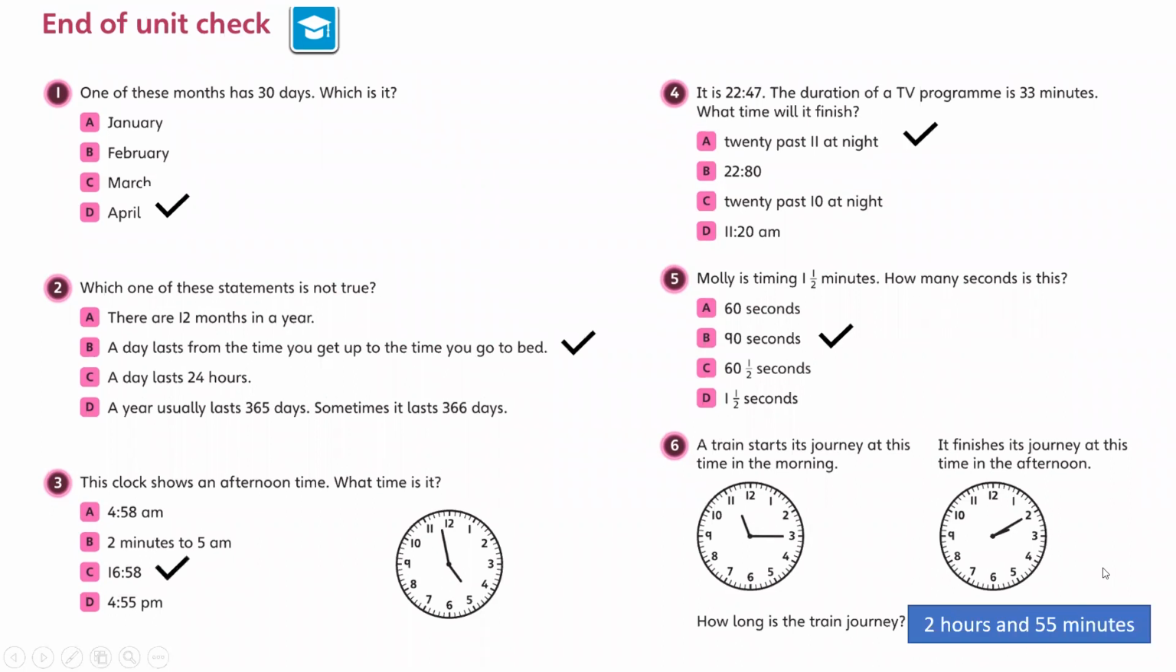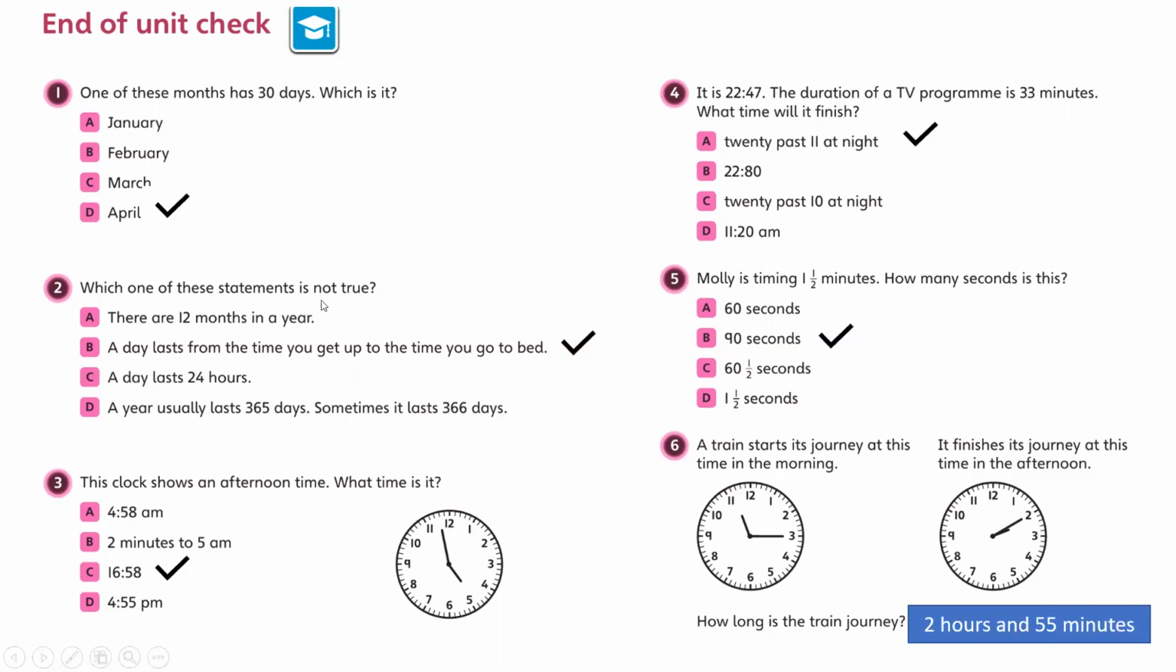Now we're going to move on to the answers. So here, question 1. One of these months has 30 days. Which one is it? Well, straight away I know it's not February, because February has either 28 or 29 on a leap year. So it could be the other 3. Let's go through the poem we know. 30 days have September, April, June, and November. So straight away I know it's April.